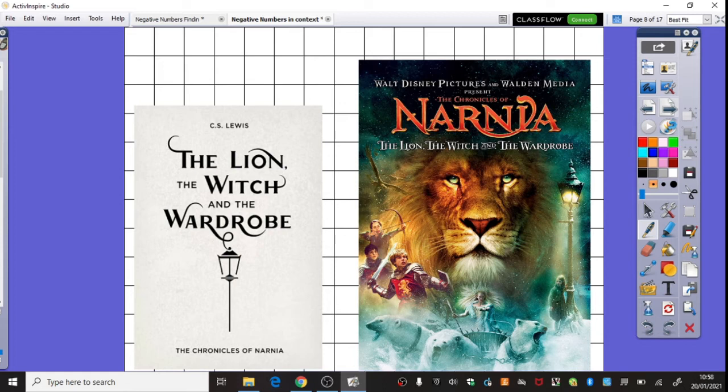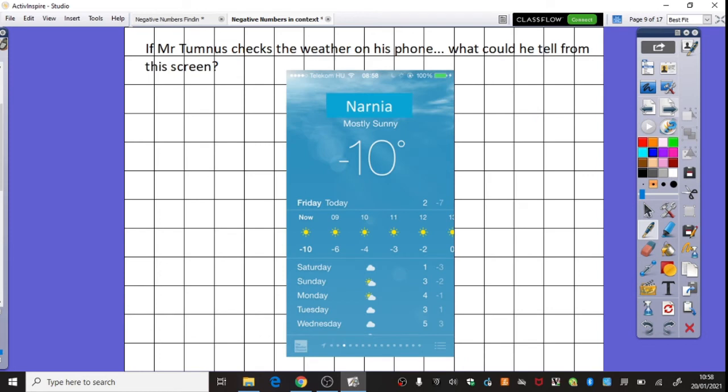Now what I will say is Narnia had a spell cast on it by the witch, and she made it so that it was always winter and never spring or summer. So as you can imagine, the temperatures in Narnia are often rather chilly. So, just something I'd like you to have a little look at then. If Mr. Tumnus checks the weather on his phone, what could he tell from the screen? So maybe pause your video now and have a little look at this.